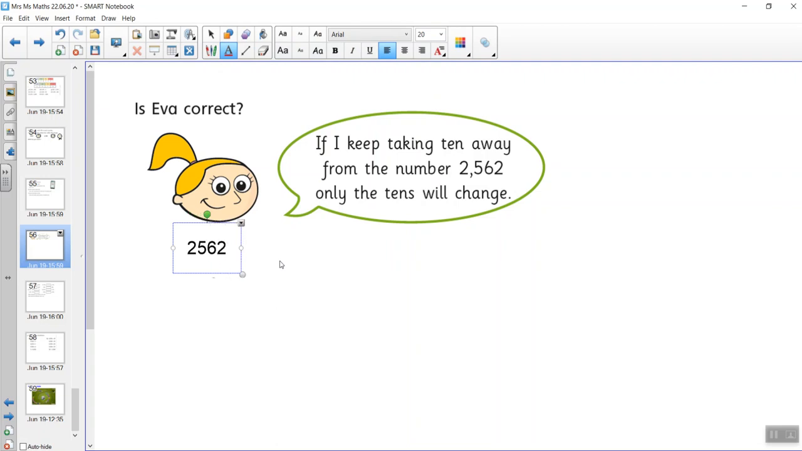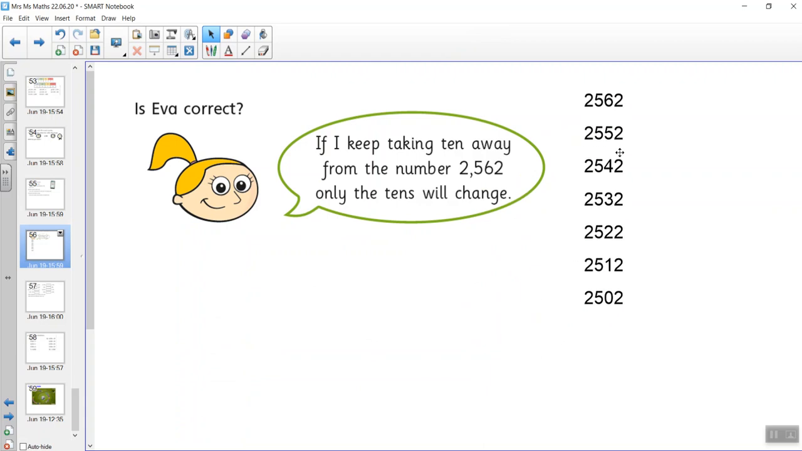2,562. Let's take away a 10. 2,552. Let's take away a 10. 2,542. Let's take away a 10. 2,532. Take away a 10. 2,522. Take away a 10. 2,512. Take away a 10. 2,502.